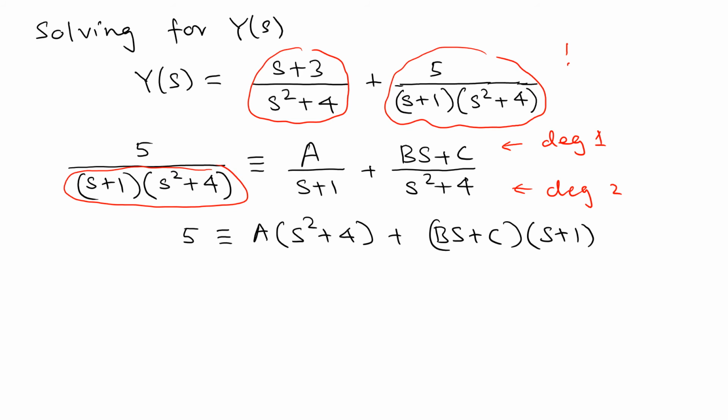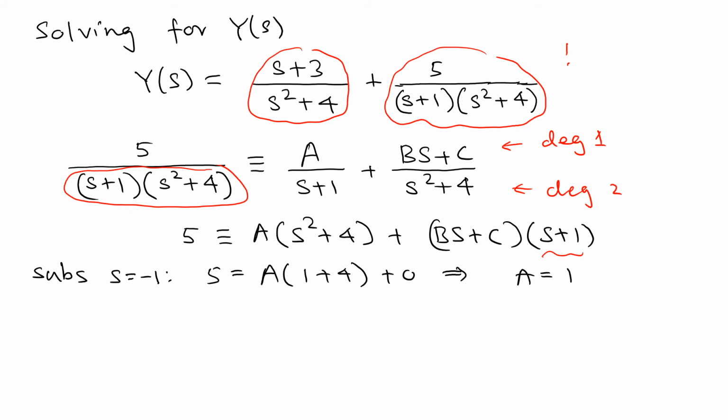So let's do that. We do substitution first. You can make this term 0 by plugging in s equals -1. When you do that, you get 5 on this side. This is A. When you plug in -1, 1 squared is 1, so it's 1 plus 4, and you can see this term is 0, and because of that you get A equals 1. So now we have the value of A.